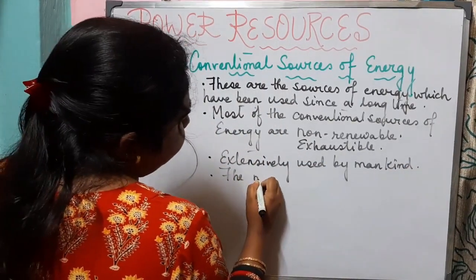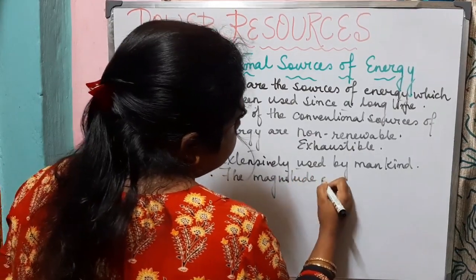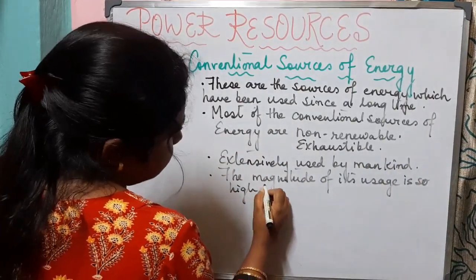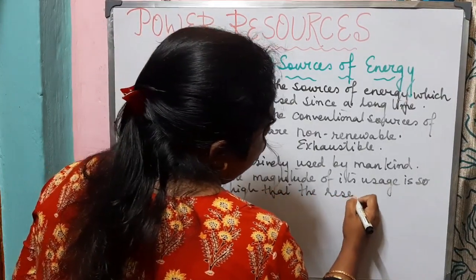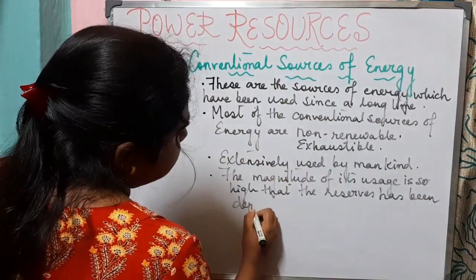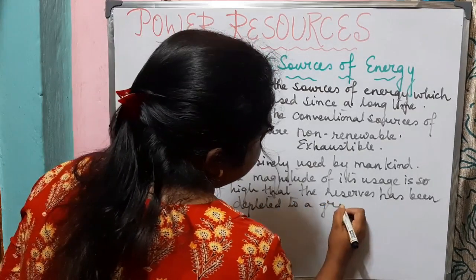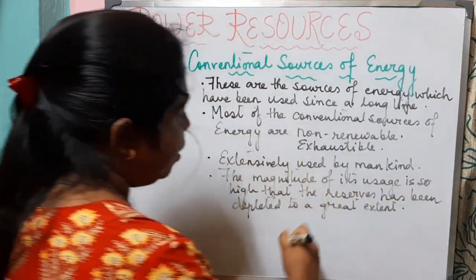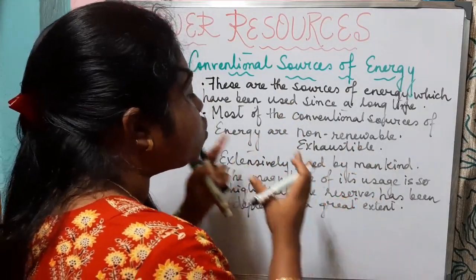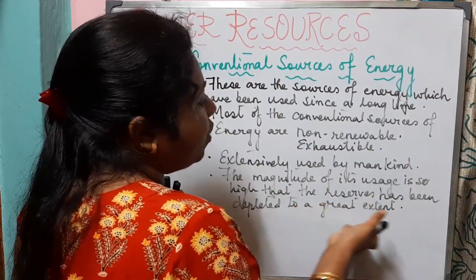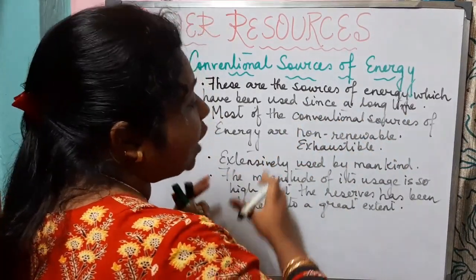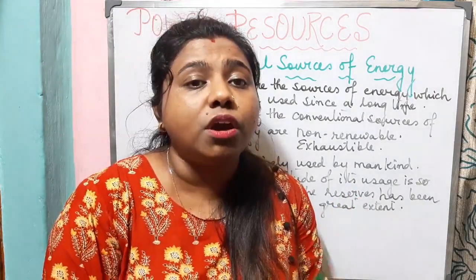The magnitude of its usage is so high that the reserves of the conventional sources of energy have been depleted to a great extent. So we can say that as we are utilizing the conventional sources of energy extensively, the reserves have been depleted. As I told you, most of the conventional sources of energy are non-renewable. That means once they get depleted, it will take millions of years to get replenished.